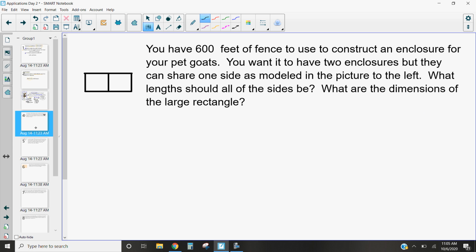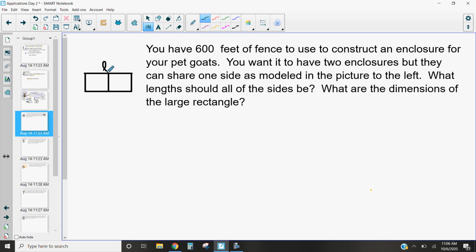So you have 600 feet of fence, and we want to construct an enclosure for your goats. No longer velociraptors, now we have goats. You want to have 2 enclosures, but they can share one side as modeled in our picture. So what lengths should they be? What are the dimensions of our large rectangle? So let's take a look.